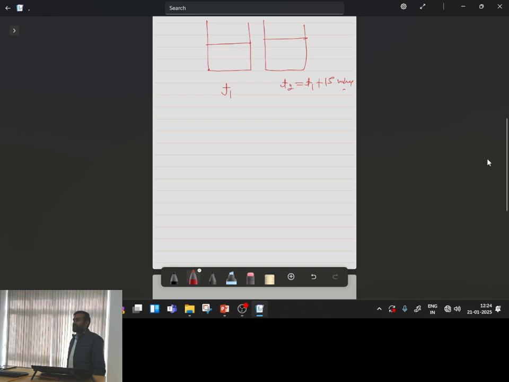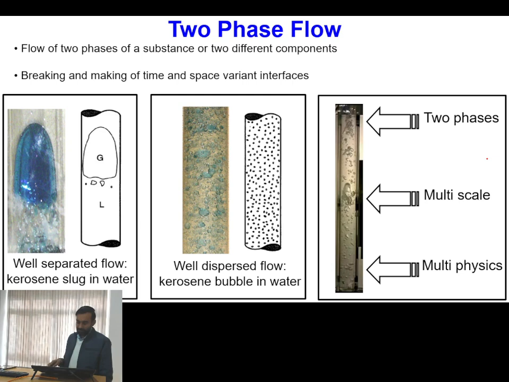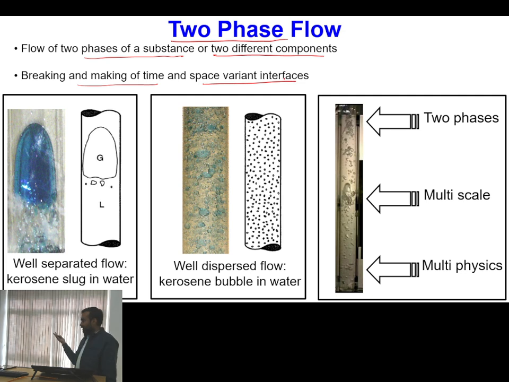Now, multi-phase flow can be of different types. Let's understand what different types we can have. First we start with two-phase flow. The first statement I already told you: either there should be two phases of a substance or two different components. The second point is that there should be breaking and making of time and space variant interfaces, so the interface should evolve with space and time.